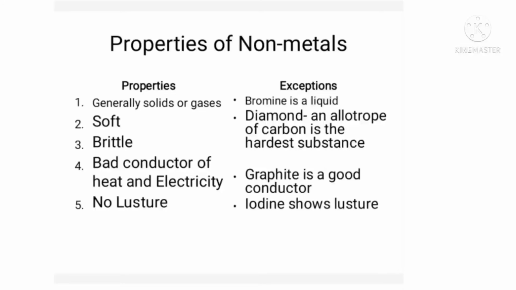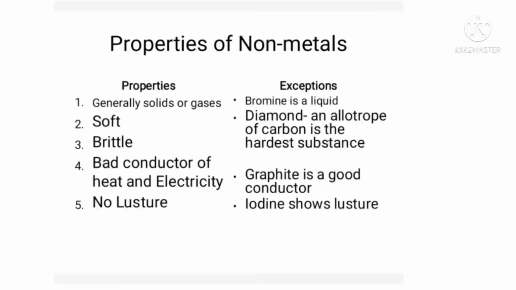And non-metals are bad conductors of heat and electricity. Many of the non-metals are in fact insulators. Insulator means they do not conduct electricity. Non-metals do not allow heat and electricity to pass through them. For example, sulfur and phosphorus are non-metals which do not conduct heat or electricity.